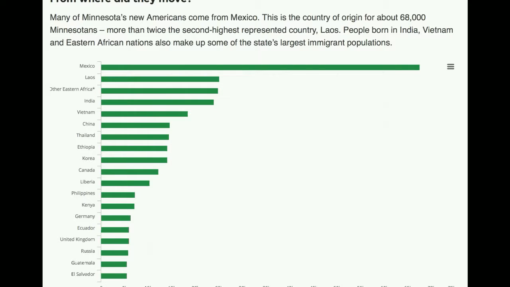So Laos and Vietnam are where Hmong originate, also Cambodia. I don't think Cambodia is on this list, but we see we have immigrants from all over. So we have immigrants from Kenya, from Germany, from Russia, from Guatemala, from India. So from all over the world, people come to Minnesota, and there's a lot of reasons for that.